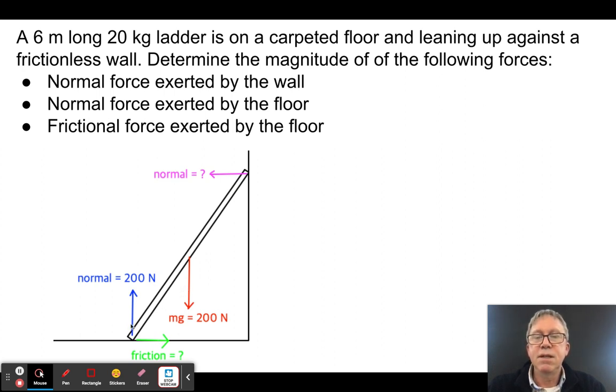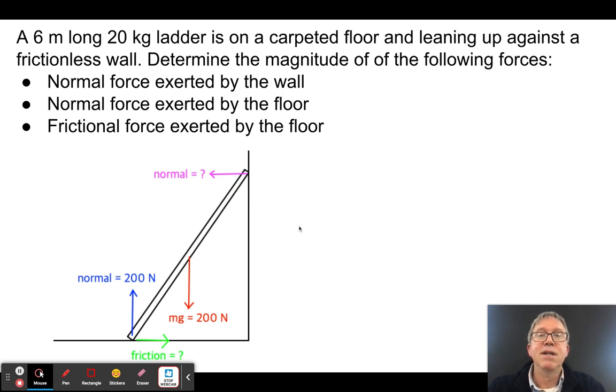Now I know that the normal force from the floor is pushing up this way, and the normal force from the wall must be pushing this way. And since the normal force is pushing this way and it's not accelerating, I know that the frictional force on the floor must be counteracting and pushing the other way. So the sum of these forces is adding up to 0. So I have 200 down and 200 up, an unknown to the left and an unknown to the right. And I wanna know those unknowns.